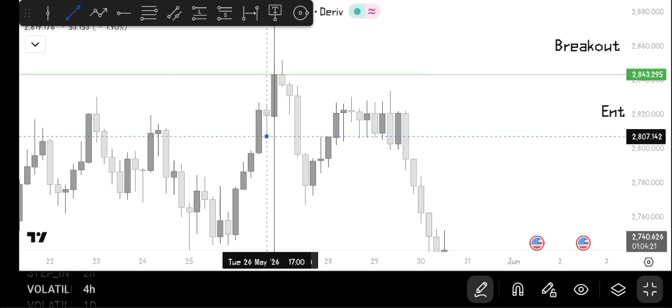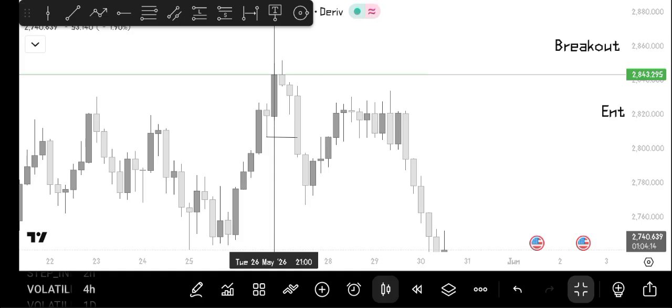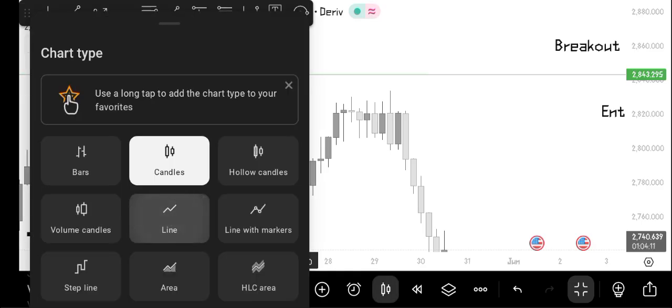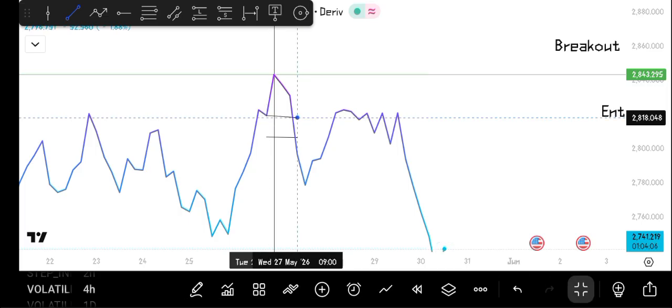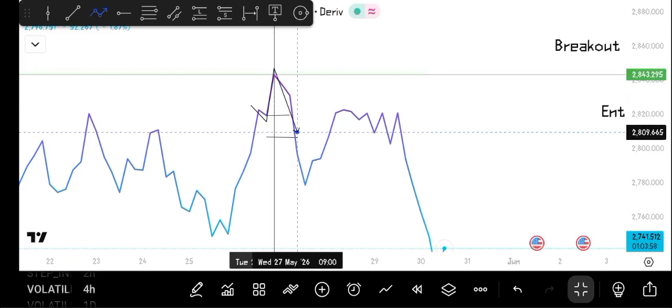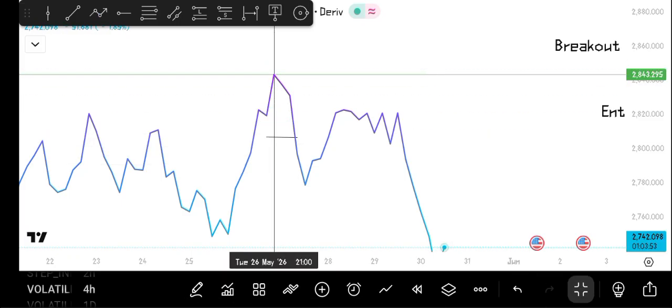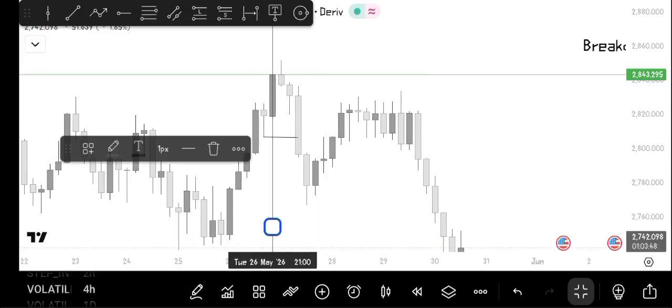I use this as a breakout, and on the line chart, when structure is actually confusing, sometimes I use the line chart, and we got a breakout from here. Because this was our previous higher low, then higher high, and price gave us a change of character, also known as breakout. So I'll be using the SMC breakout because it's so clear. Now this was a breakout.